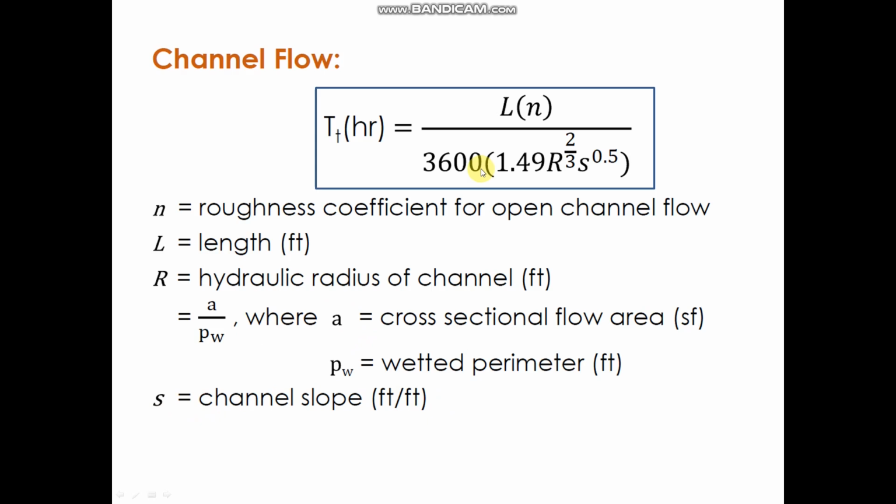This type of channel flow is also applied in Muskingum-Cunge routing. For river routing, we have to apply this channel flow when we are using this empirical formula to calculate the downstream hydrograph based on the upstream hydrograph. This type of formula we have to apply.